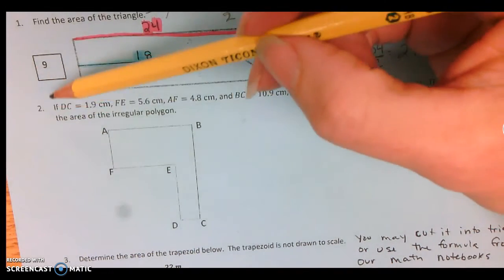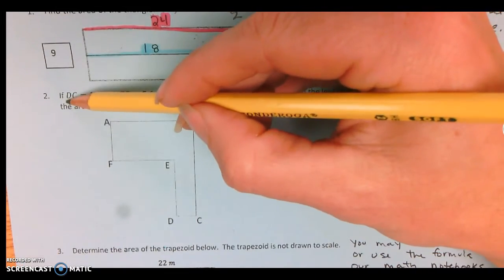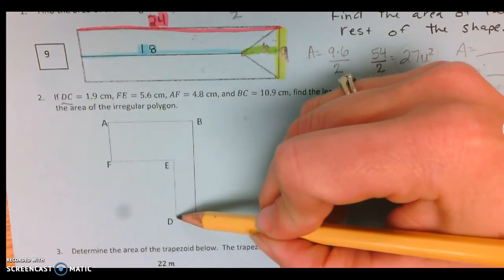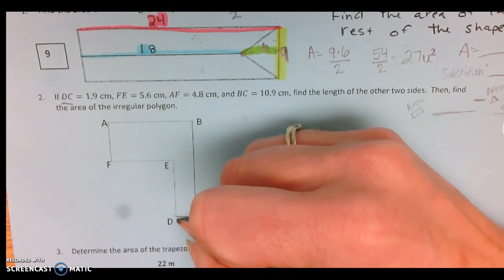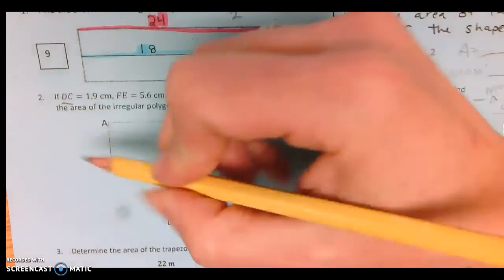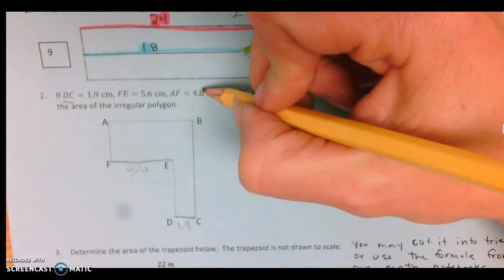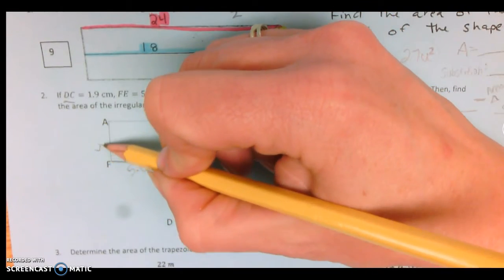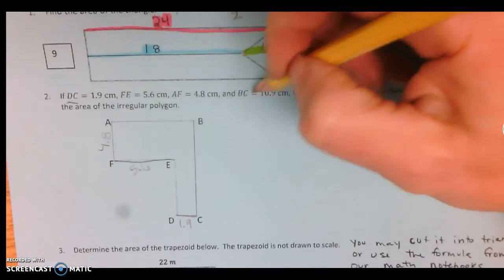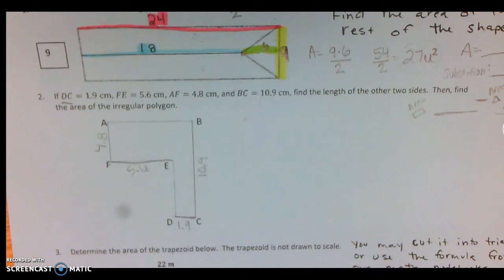Number 2 says if DC equals 1.9, and DC is the line segment name for D to C. So it's this part right here that is 1.9. If that's 1.9 and FE is 5.6, so that would be this part right here, 5.6. AF is 4.8, so A to F, 4.8. And BC is 10.9. Here's BC. Find the length of the other two sides, then find the area of the irregular polygon.